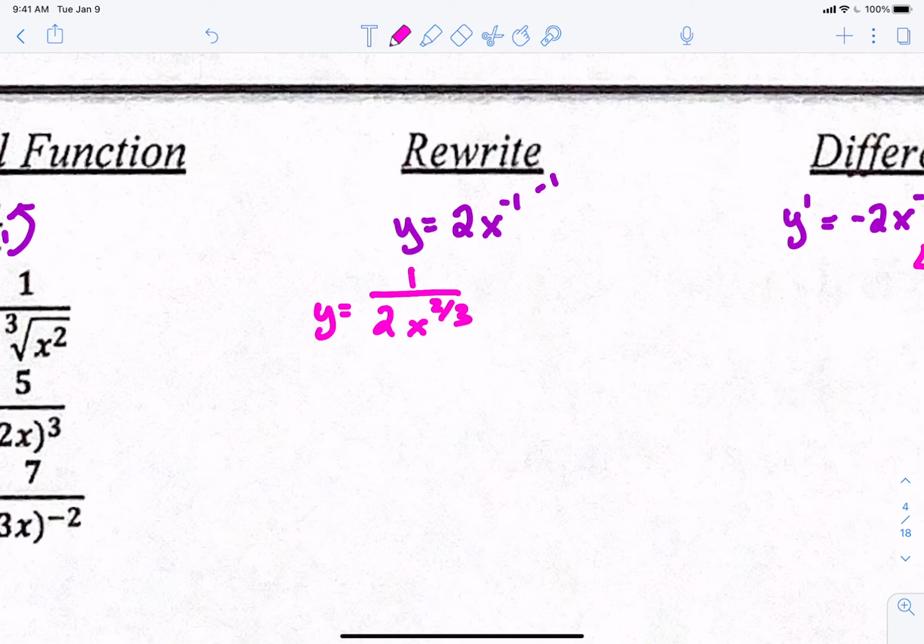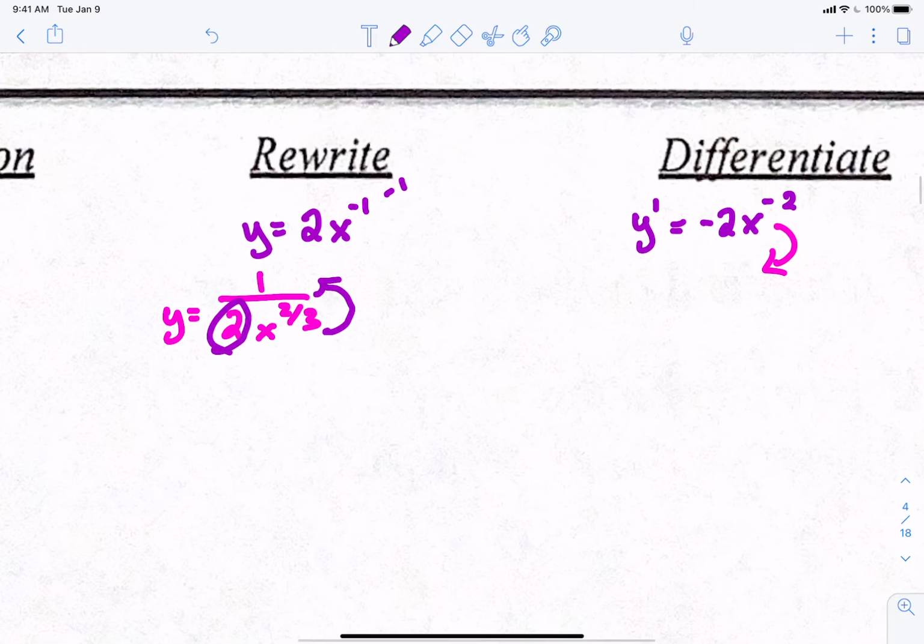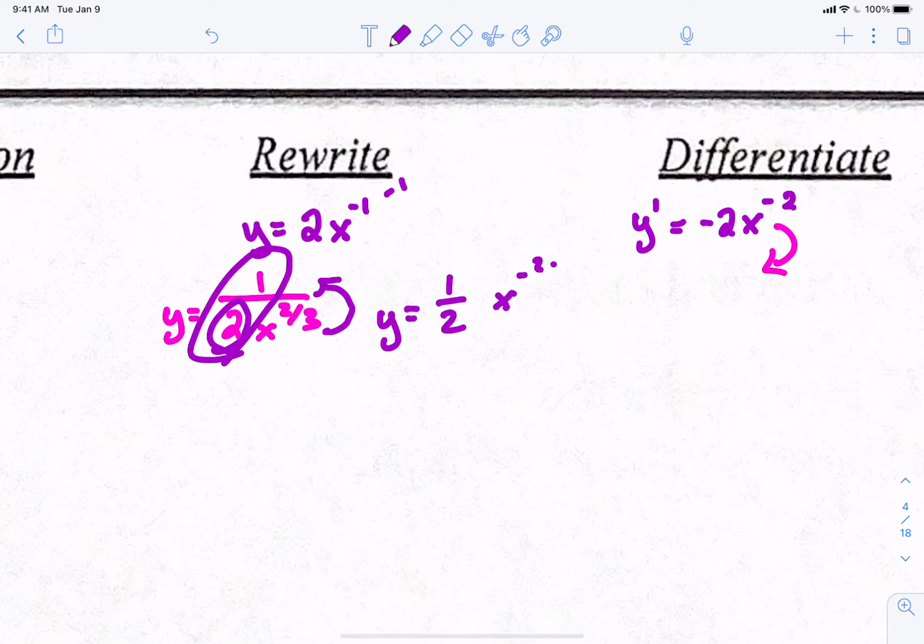So flip it. It becomes a negative 2/3 exponent as I move it up to the top. This 2 gets to stay. So I'm going to write it as 1 over 2, like 1/2, and then I'm going to have the x to the negative 2/3 power off to the side. We're still on the rewrite step. We have 2 rewrite steps, and then we'll differentiate. That's my second rewrite step. Do you see how I've moved it to the top, but I've just kind of shoved it off the side?